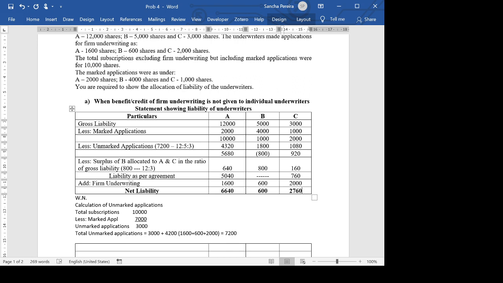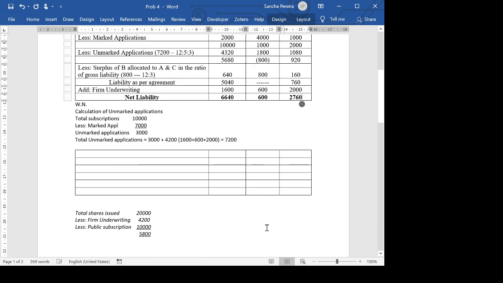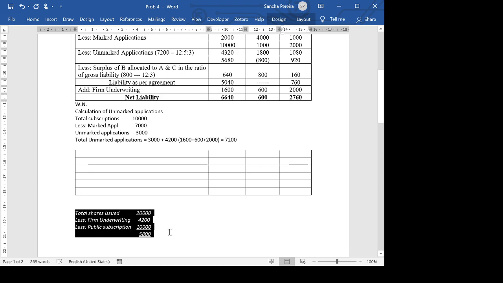Okay, so what we have done, I'll just explain, run through the whole thing again. We are trying to find out the total shares that were issued. I will actually put this note up.